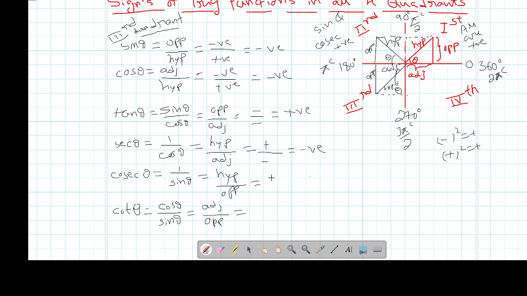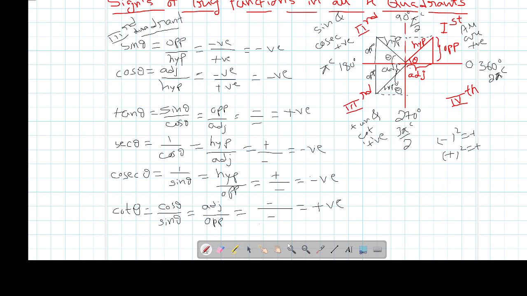Next, cosecant theta. Cosecant theta is hypotenuse, positive, divided by the opposite side, which is negative. This will again be negative. Cot theta, adjacent side divided by opposite side. Adjacent is negative, opposite is also negative. The final conclusion is it is positive. Now observe these all. Here in the third quadrant, tan and cot are positive and the remaining all are negative.